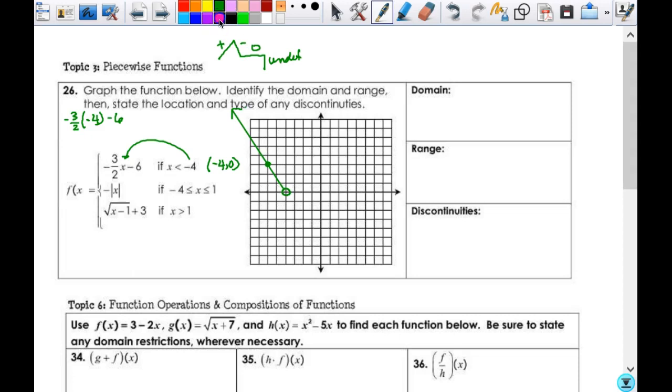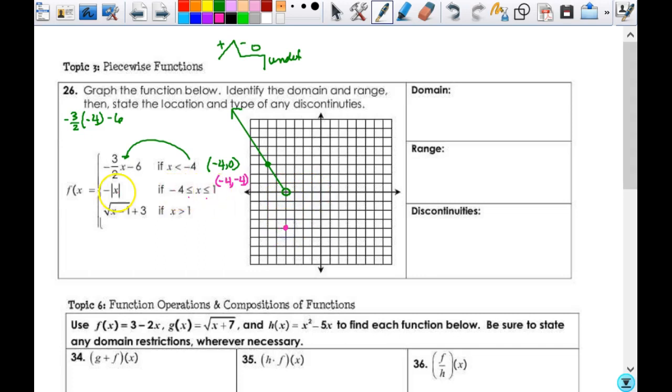Then I go to section number 2. It has 2 endpoints, both of which will be closed circles, right? And so I substitute negative 4 in here, and the absolute value of negative 4 is 4, but then I make it negative, so it'll be negative 4. So this is negative 4, will be an endpoint. So negative 4, negative 4.